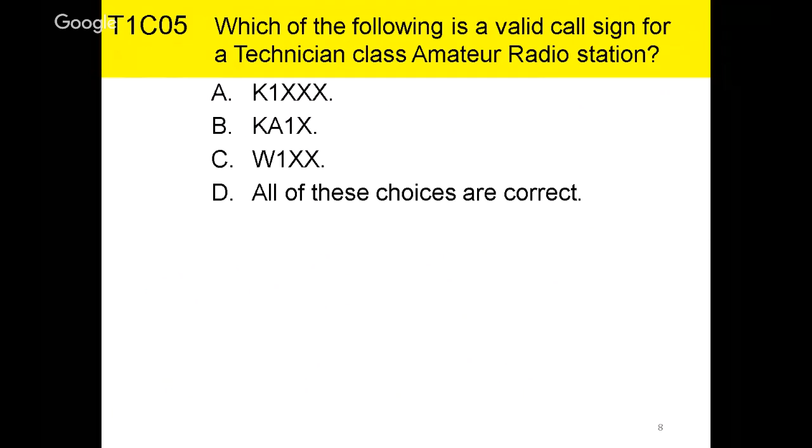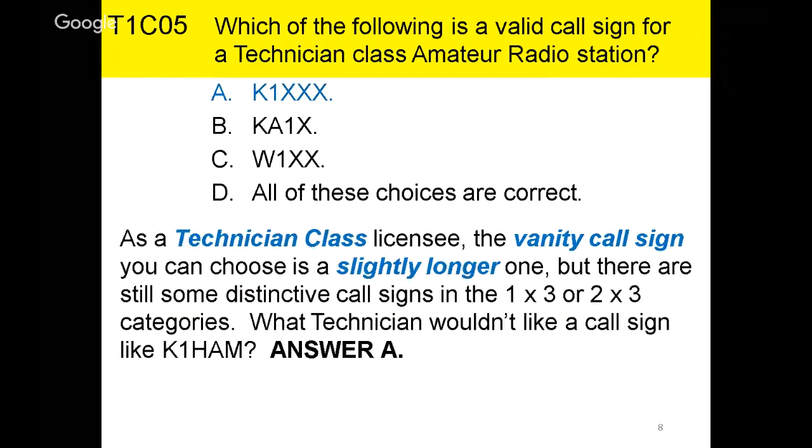So valid call signs take on a particular format. And when you look at this, there's only one correct answer on there. There's only one acceptable call sign. And it's what's called a 1x3 call sign. And there's also 2x3s. So more than likely, you're going to get assigned a 2x3 call sign. And it's probably going to start with K. It's going to be KD or KE or something like that. But A is the only valid call sign here. KA1 is not, W1 is not, as far as a Technician class amateur radio station is concerned.